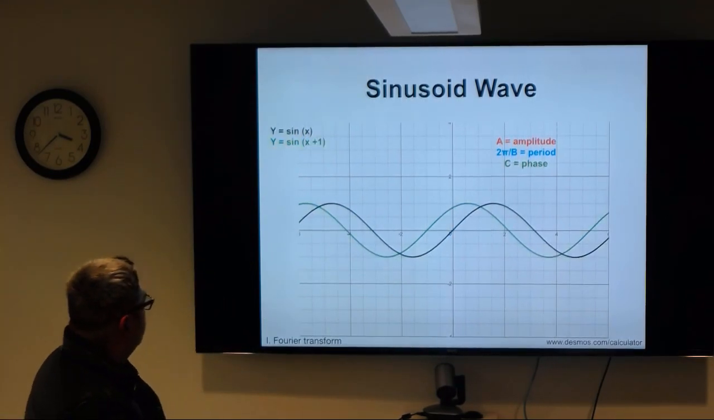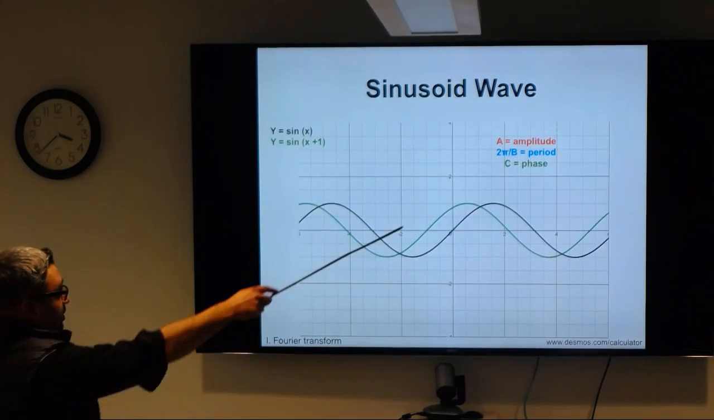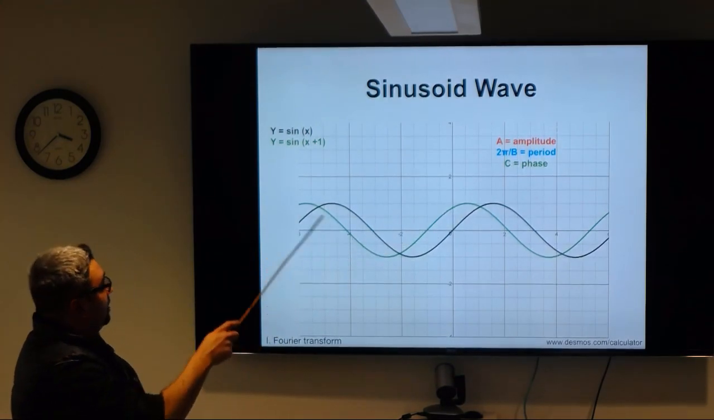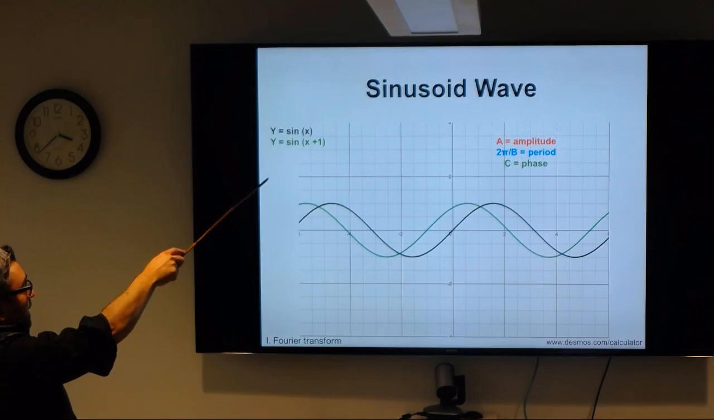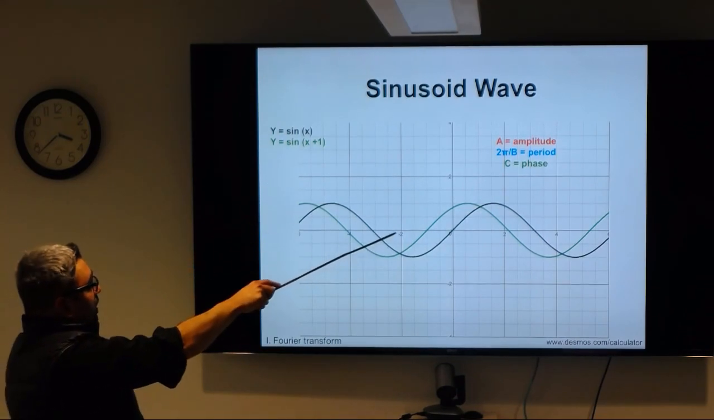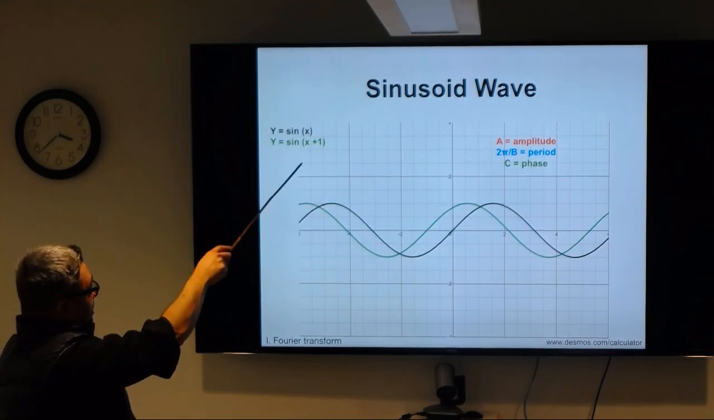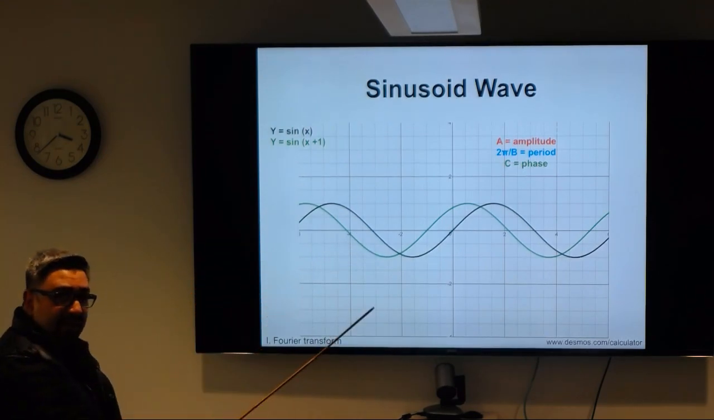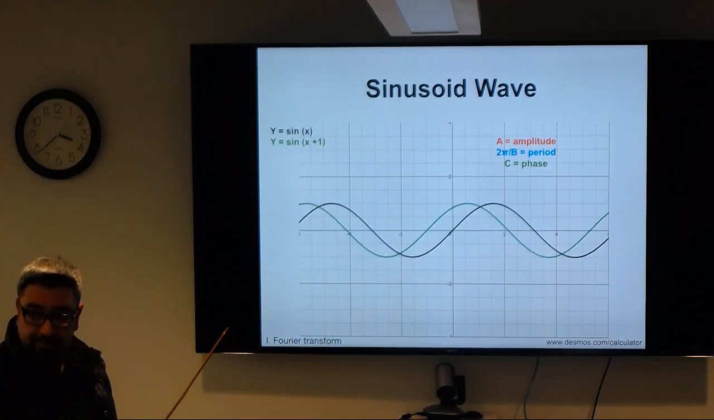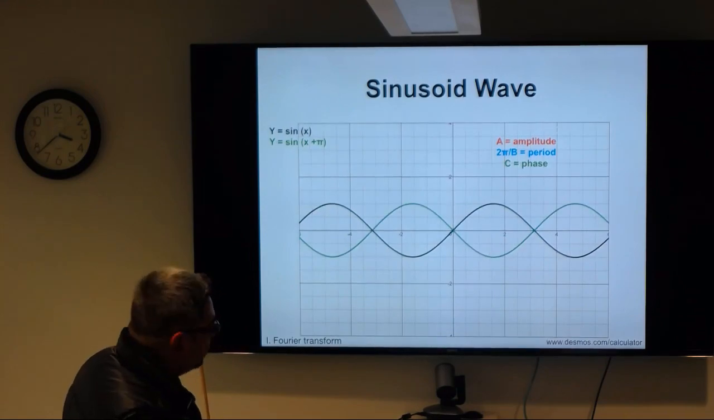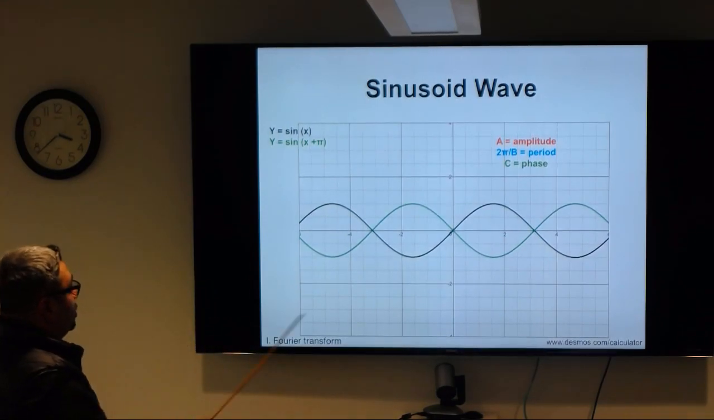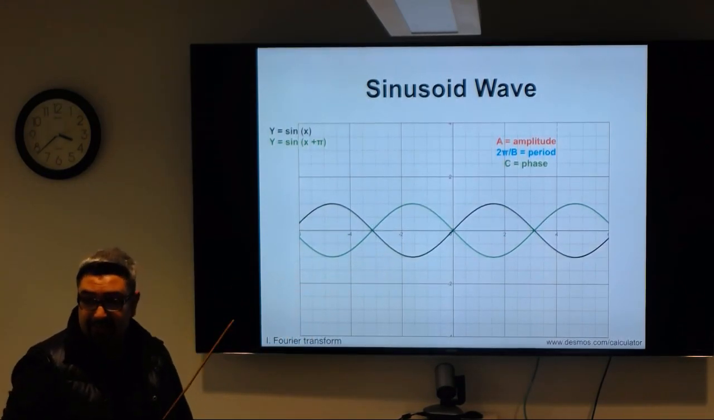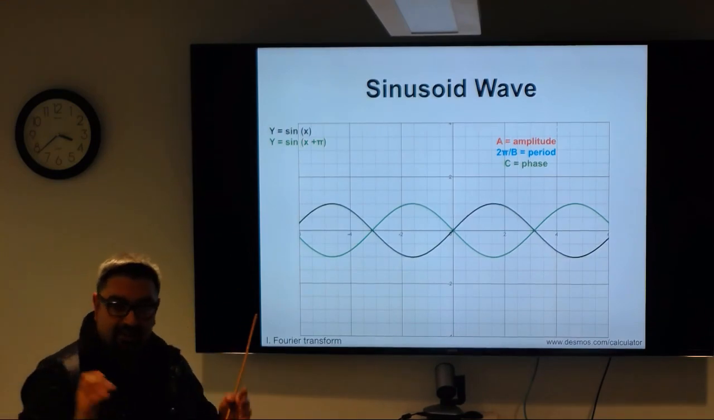Okay, and then here's our phase, which is depicted here. And one thing I want to point out with the phase is that although we have a phase of +1, it actually shifts in reverse. And here's a phase shift of 180 degrees, okay, which is relevant later on.